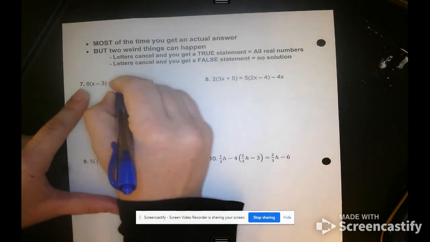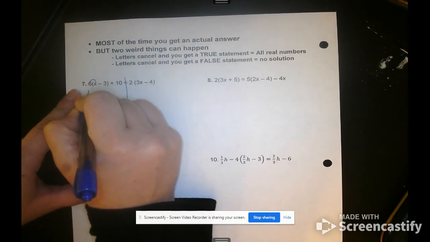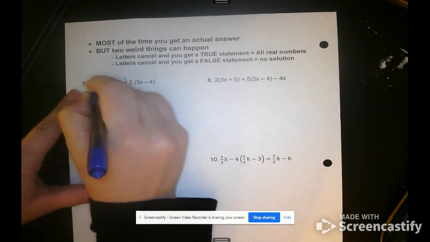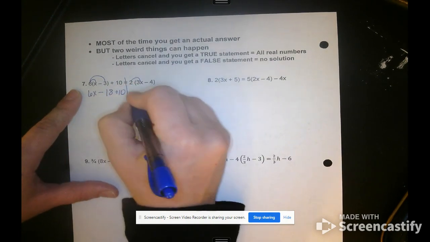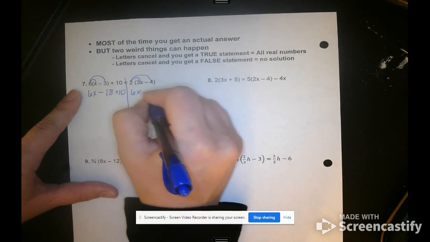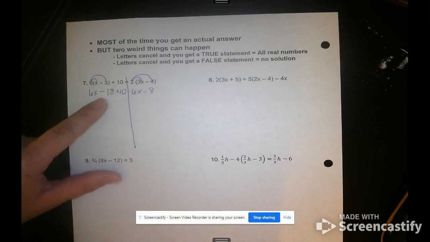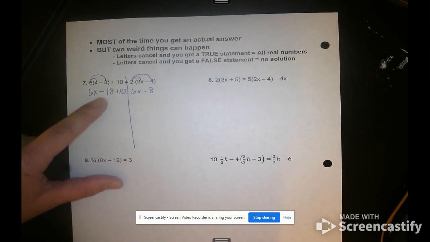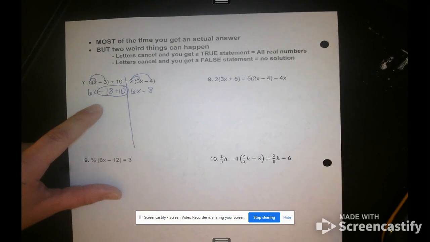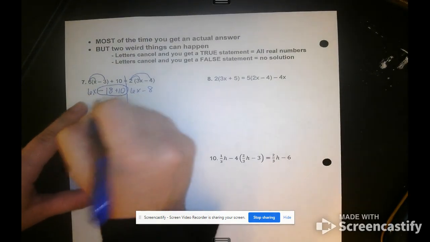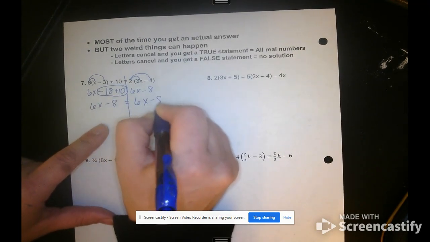All right, so we're going to distribute on both sides. So 6 times x is 6x, and then 6 times 3 is 18, plus 10, and then 2 times 3x is 6x, 2 times 4 is 8. What do I have to do over here first? Combine my like terms, right? Could I combine those terms? Negative 18 plus 10 would give me minus 8, okay?